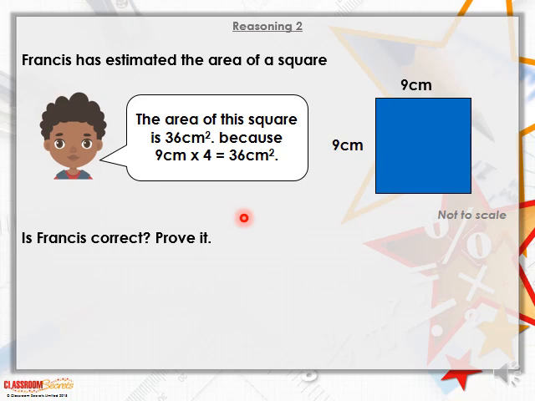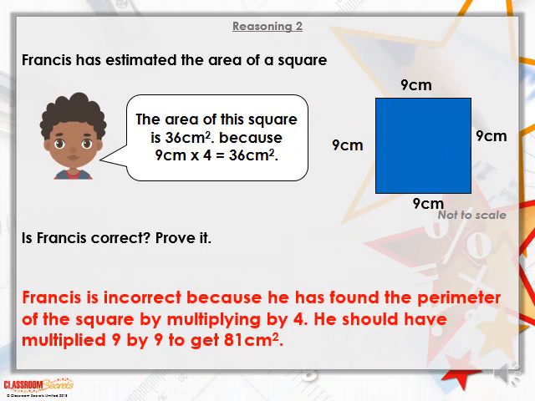So let's have a look. Well, we know that a square has all sides the same length. So in fact, this side is not 4 centimetres, it's actually 9, as well as this side, as well as this side. And we know to find the area, we need to do length times width. So we need to do 9 multiplied by 9 and the answer is 81 centimetres squared.